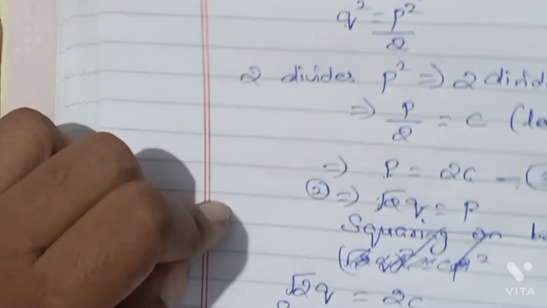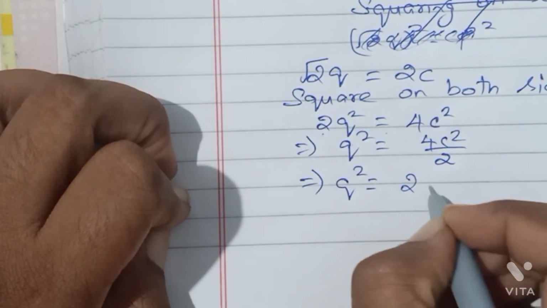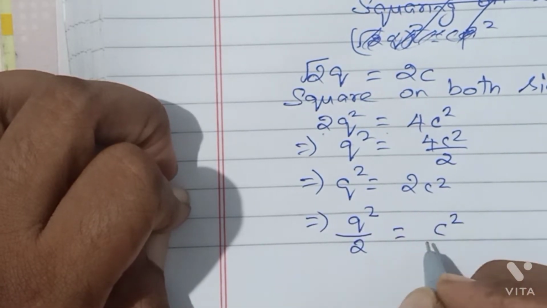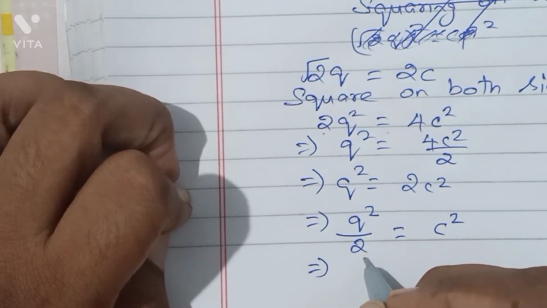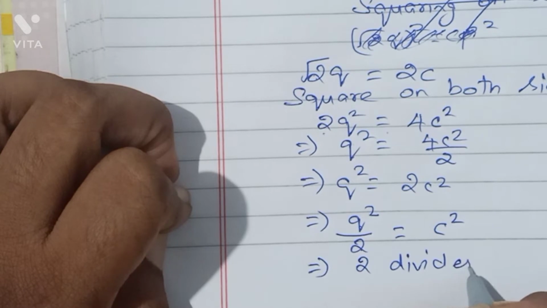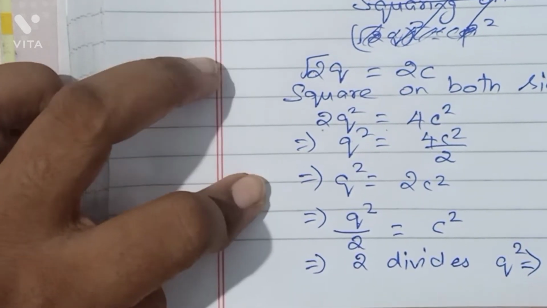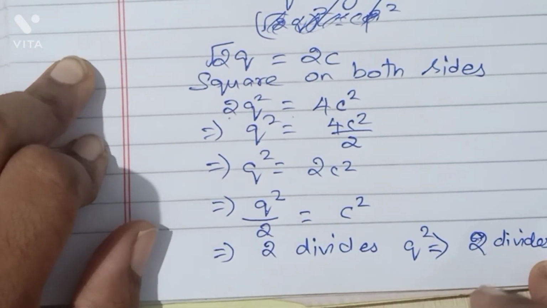So we will get q square is equal to 2c square. So this implies q square divided by 2 is equal to c square. So what does this mean? This means that if already we had said that if A divides P square, then A divides P also. Here 2 divides q square, so this implies 2 divides q also. Okay, so 2 divides q.